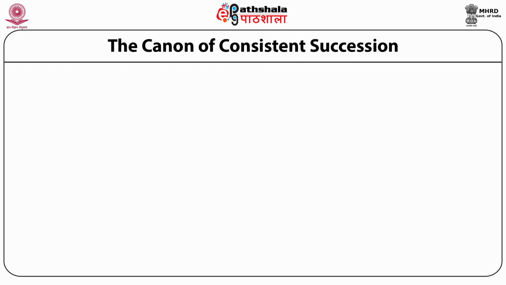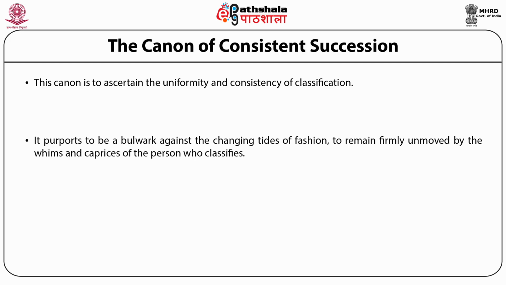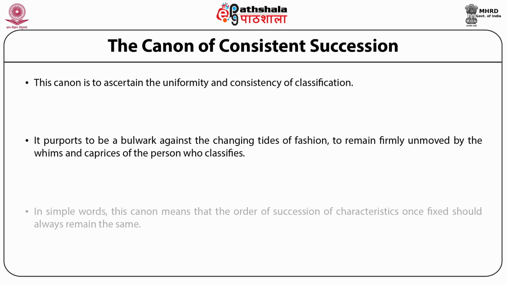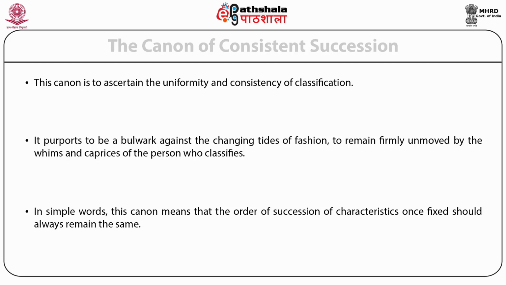The canon of consistent succession. This canon is to ascertain the uniformity and consistency of classification. It purports to be a bulwark or an assurance against the changing tides of fashion, to remain firmly unmoved by the whims and caprices of the person who classifies. In simple words, this canon means that the order of succession of characteristics, once fixed, should not be changed and should always remain so unless the purpose of the library has changed.